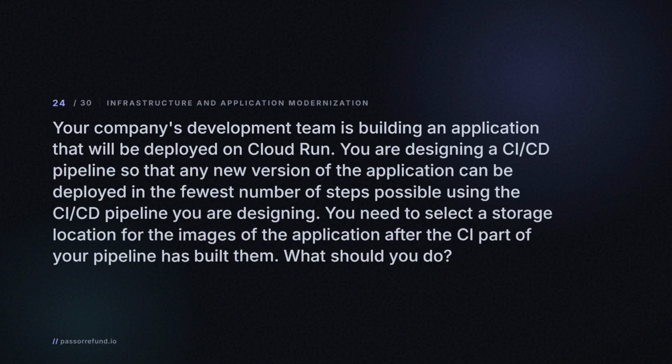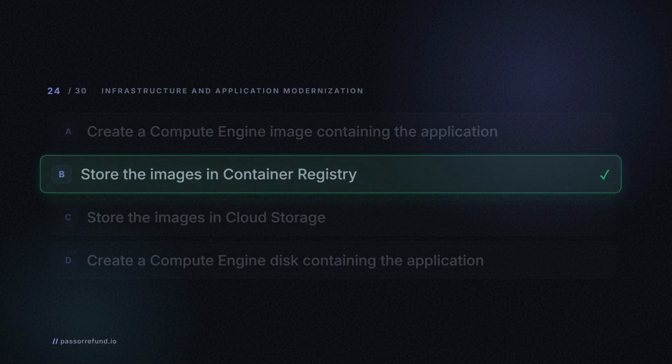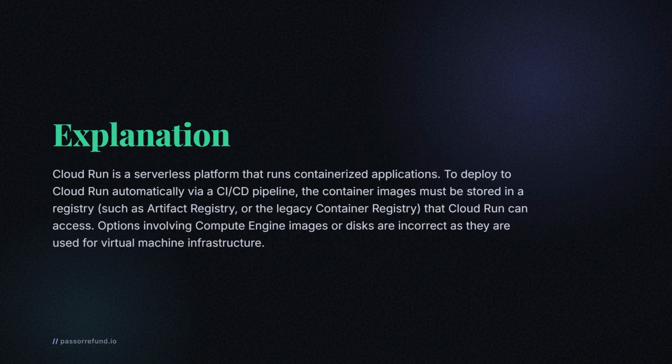Here's the next one. Your company's development team is building an app that will be deployed on Cloud Run. You're designing a CI/CD pipeline so that any new version of the application can be deployed in the fewest number of steps possible using the CI/CD pipeline you're designing. You need to pick a storage spot for the application's images after the CI part of your pipeline has built them. So, what should you do? Here's the answer. B. Cloud Run is a serverless platform that runs containerized applications.